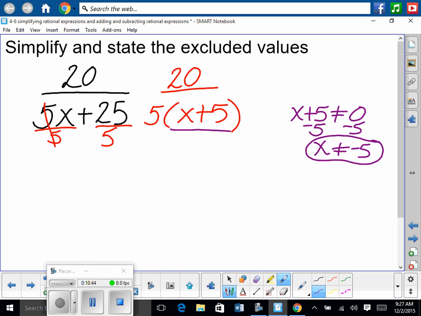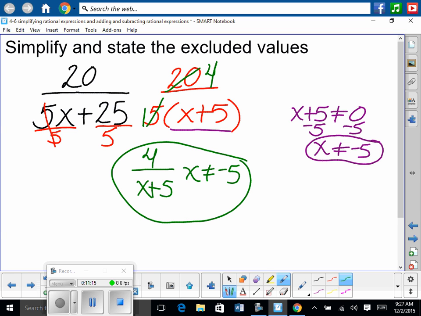Now you can simplify it. So we have 20 over 5. Because it's all factored out, we're good. 20 divided by 5 becomes a 4. 5 divided by 5 becomes a 1. So our final answer is 4 over x plus 5. Right? Everybody? Yes. That is our answer, and x cannot equal negative 5. There's our answer right there. Are we all okay? Pretty simple, right?